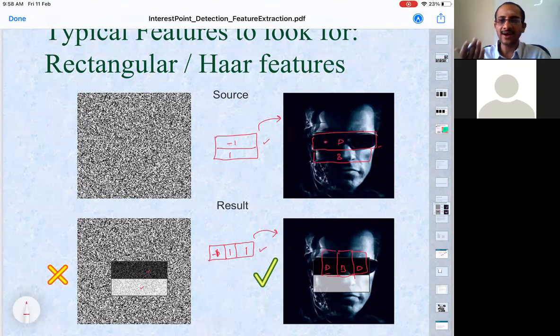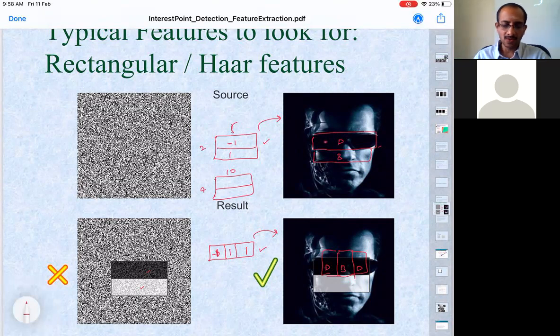To do this at different scales, initially this may be, say, 2 cross 1, that means 2 rows and 1 column. Later I may make it 2 cross 5, and then 4 cross 10. So we can make the same kind of filters at different scales and then convolve to identify faces at different scales.